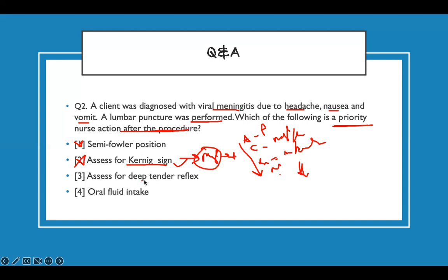Assess for deep tendon reflex. Well, for a lumbar puncture, I don't need to do that. So that's a negative. So oral fluid intake is good. You give them oral fluid or you give them IV fluid. And if they still have a headache, we do a blood patch. Basically, that stops the leakage of the cerebrospinal fluid. And that's the management of that.